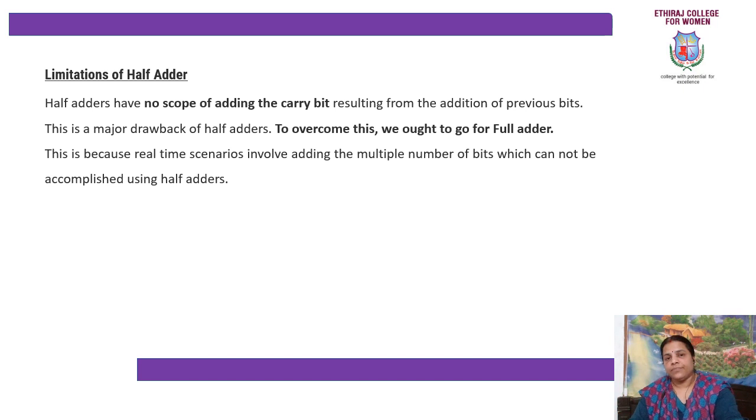Whenever we are left with only 2 bits, it's well and good with half adders. Whenever we are about to add multiple bits, it's obvious that we must incorporate as many half adders as needed, so as to move on with the rest of the digits to get them added.